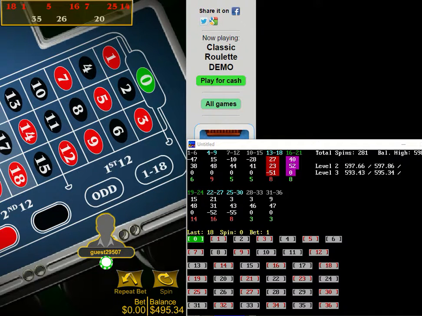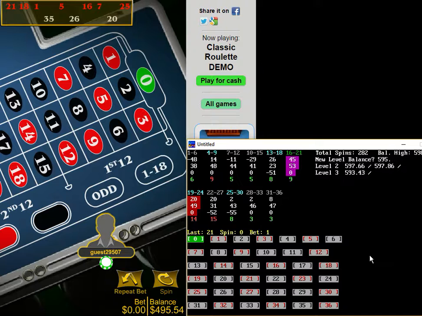It's not a bad 5 STR to bet, so I'm going to go back down to the normal bet of 2 units. And this is King of the Hill, so let's see what happens. All right, great. So that's going to be 595.54. Okay.